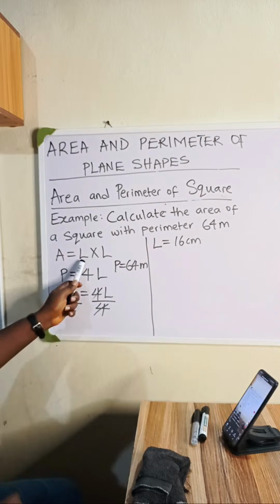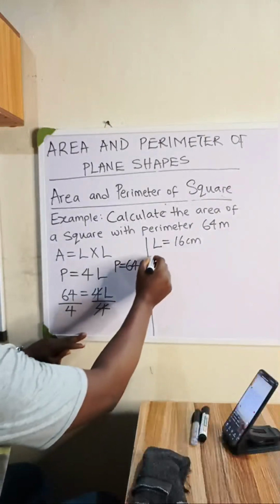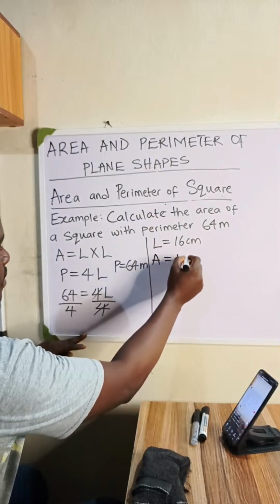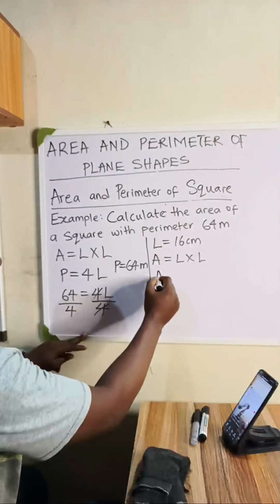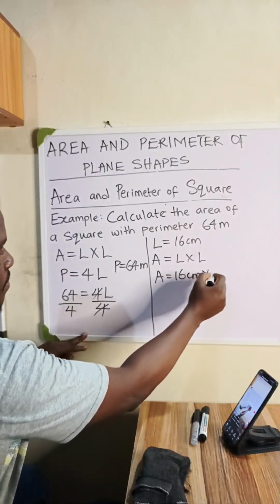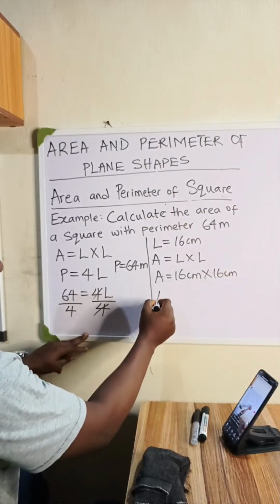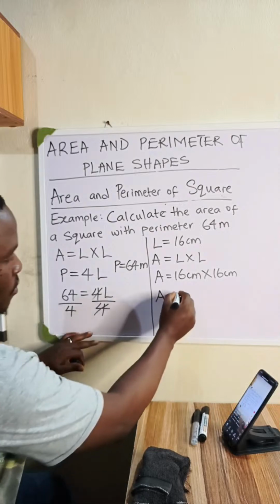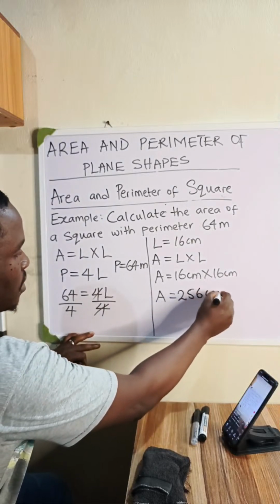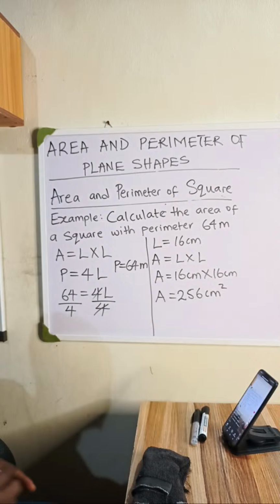So now we know the length, we can find the area. Area is equal to length times length. Now we know length is equal to 16 centimeters, so area is equal to 16 centimeters multiplied by 16 centimeters. Area is equal to 16 multiplied by 16, which gives us the answer, 256 centimeters square. That gives us the answer to this particular question.